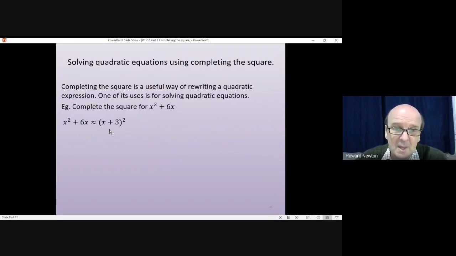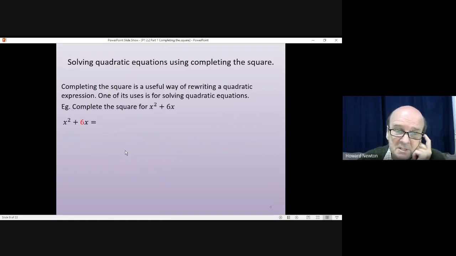So x squared plus 6x plus 9 is what I would get if I had x plus 3 squared. For completing the square, I set it up as x plus 3 squared, and then I just need to note that I need to take away the 9. Because if I square that bracket, I will get the x squared, I'll get the 6x, but I'll get 9 extra that I don't want. That is the square completed. That is completing the square.